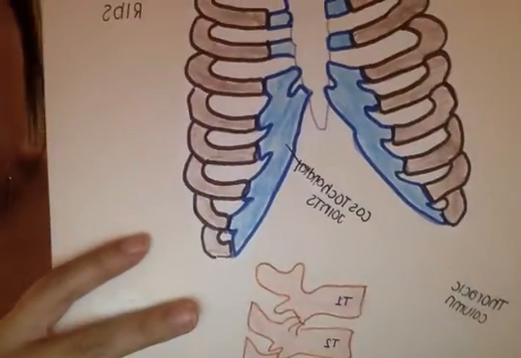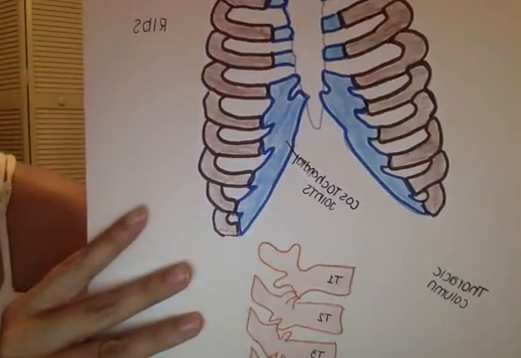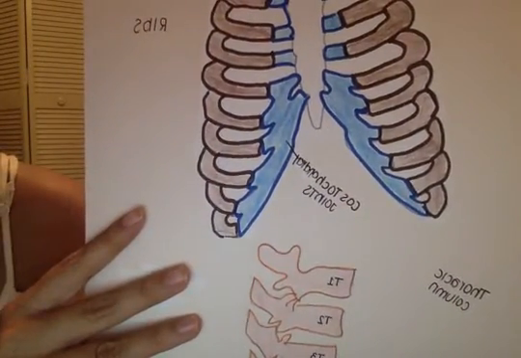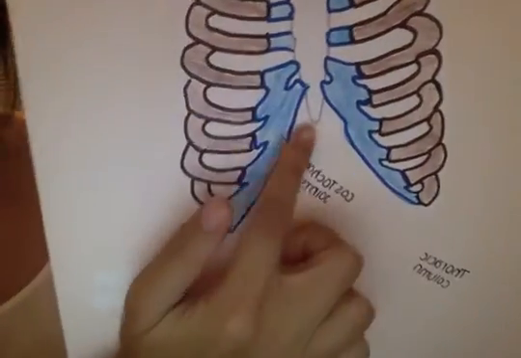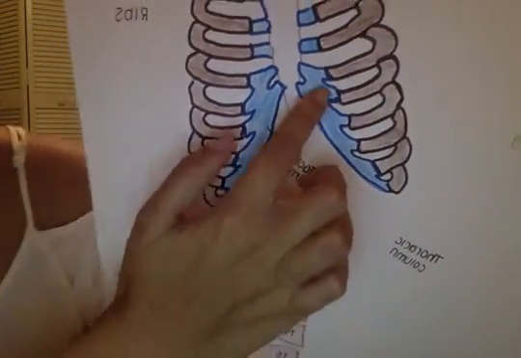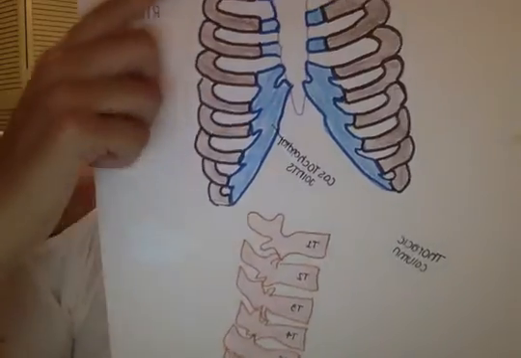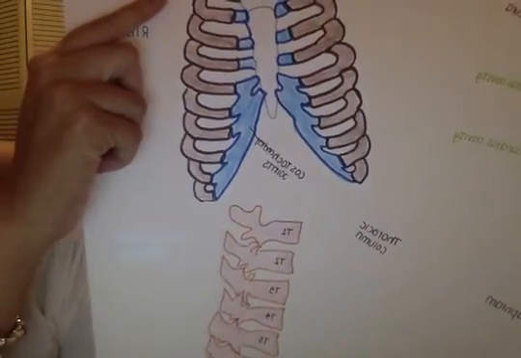And then over here, in this one, you have the costochondral joints, which is all the blue, which is attached to the sternum. It all in one attaches to the sternum.